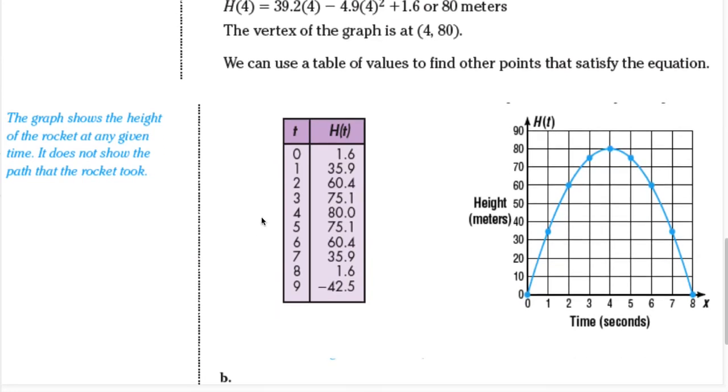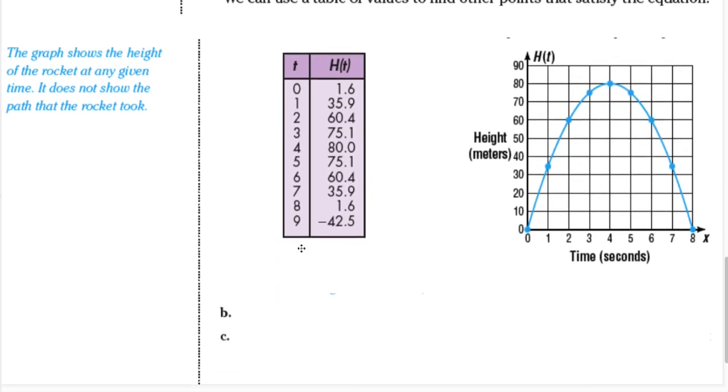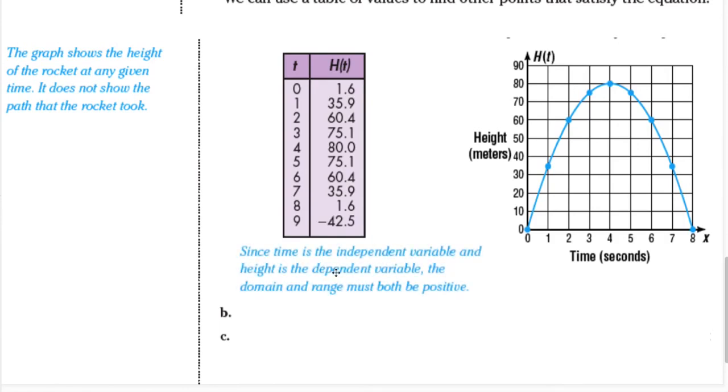Again, we talked about independent and dependent variables. Time is always the independent variable, and height is the dependent variable. The domain and range must both be positive. Again, there's no such thing as a negative time or negative height. So the maximum height of the rocket in letter B is the vertex, which is 80 meters.